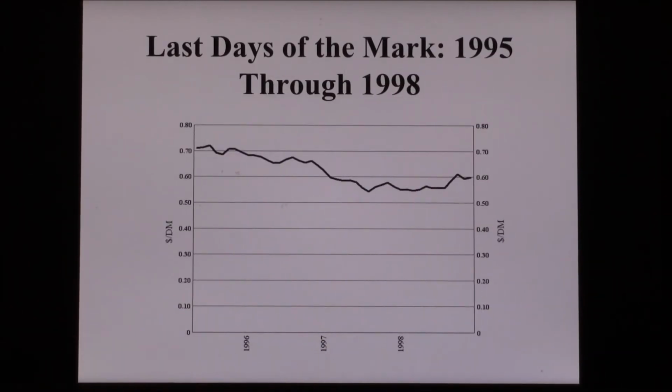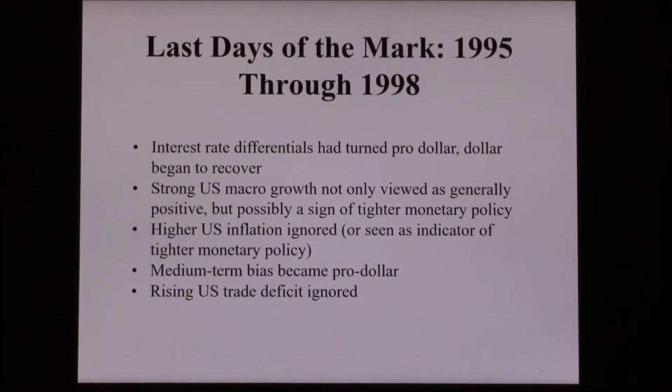But then, and notice here, despite the really strong U.S. economic growth, we don't see a big appreciation of the dollar, but we do. And this goes up to the last days of the mark, December 31st, 1998. Where we have something of a not significant dollar appreciation, but certainly a sustained one. And what's going on there? Well, interest rate differentials are again pro-dollar, and so the dollar began to go back up. The strong U.S. macro growth was not only viewed as a generally positive thing, but also as a sign of, hey, maybe the Fed's going to raise interest rates even more, and us currency dealers like that. The higher U.S. inflation was either ignored or seen as an indicator of a possible tighter monetary policy.